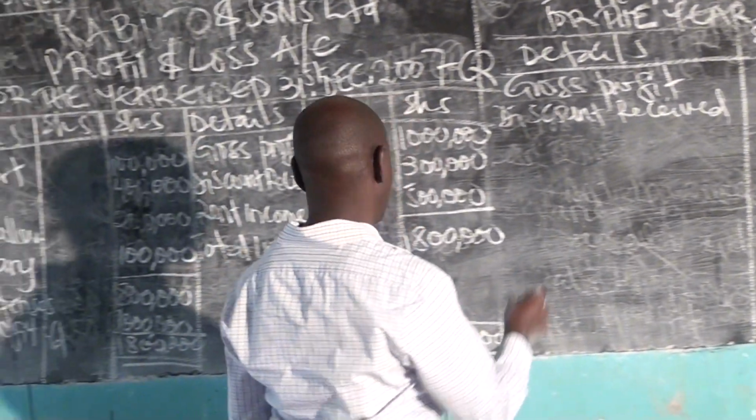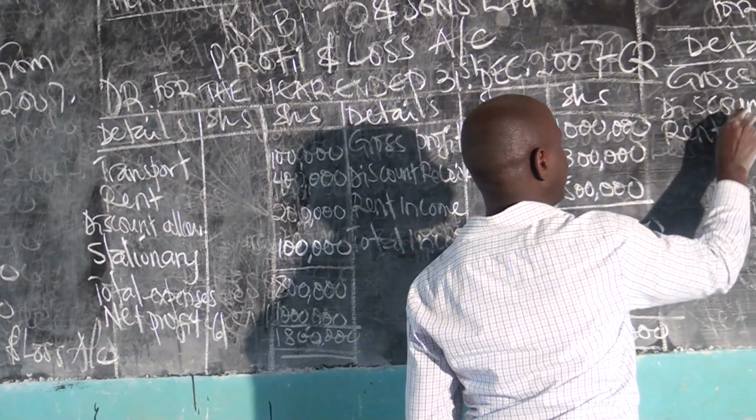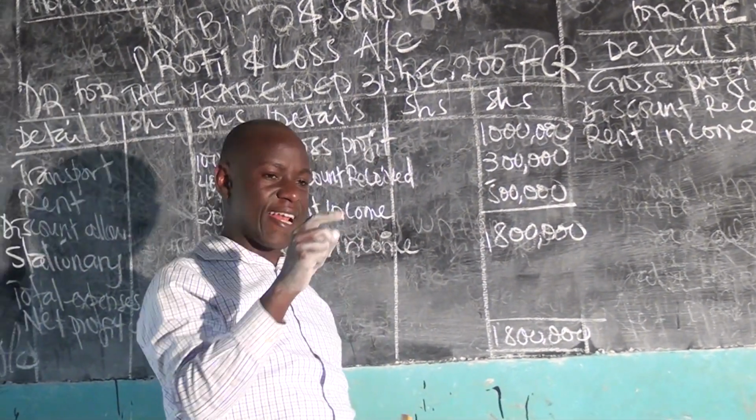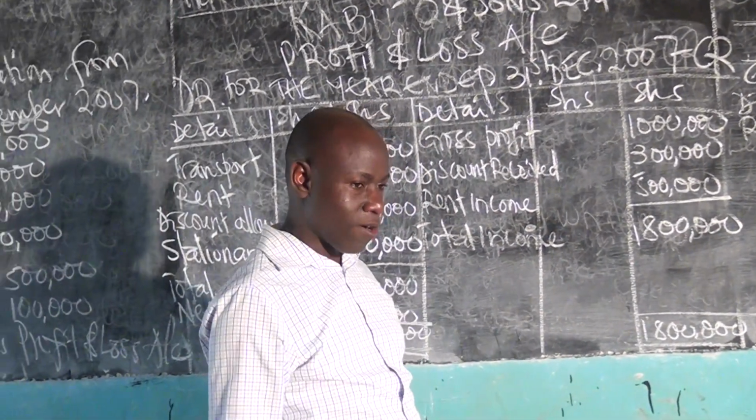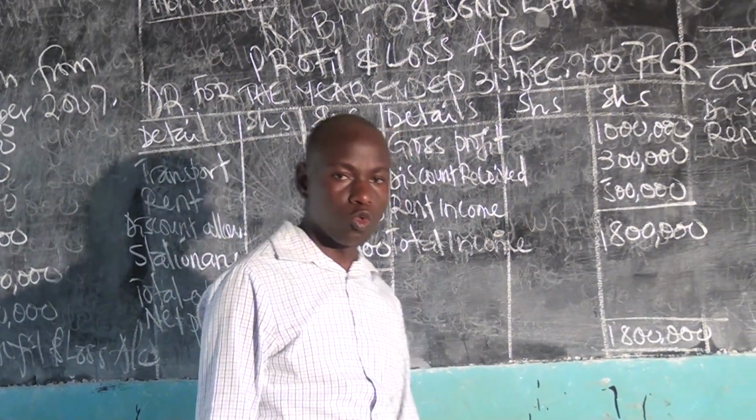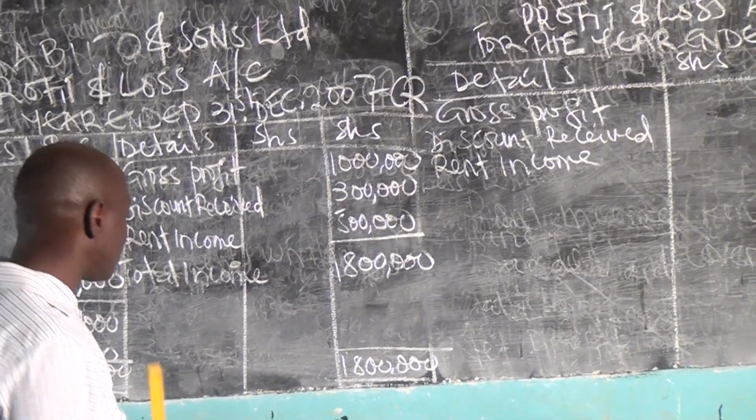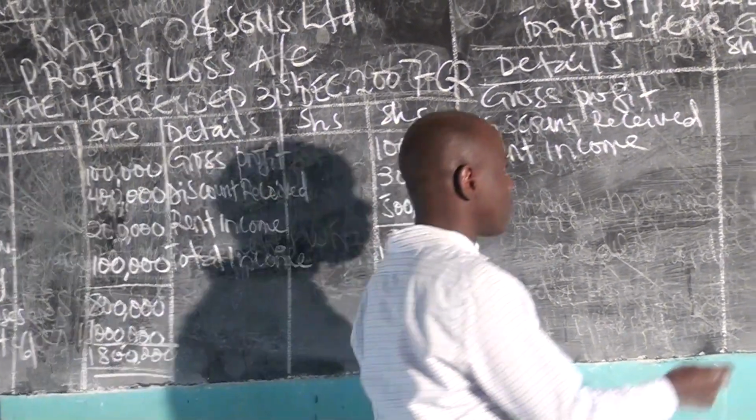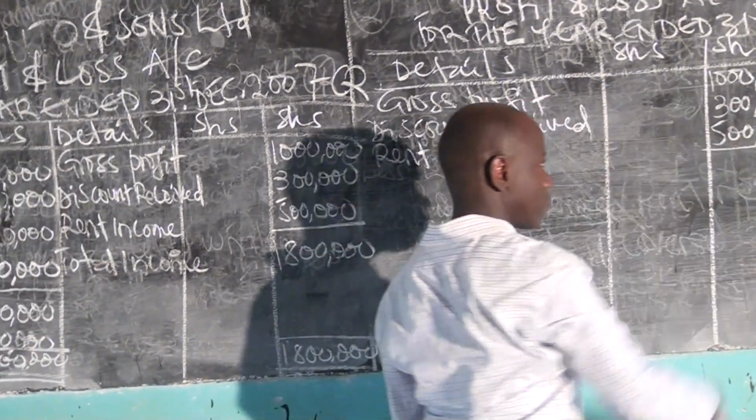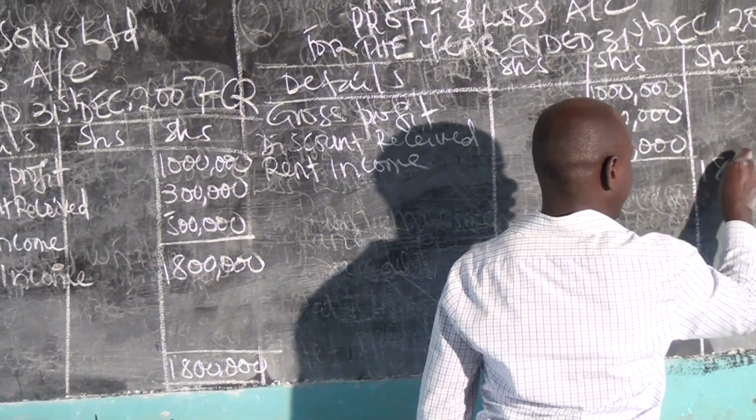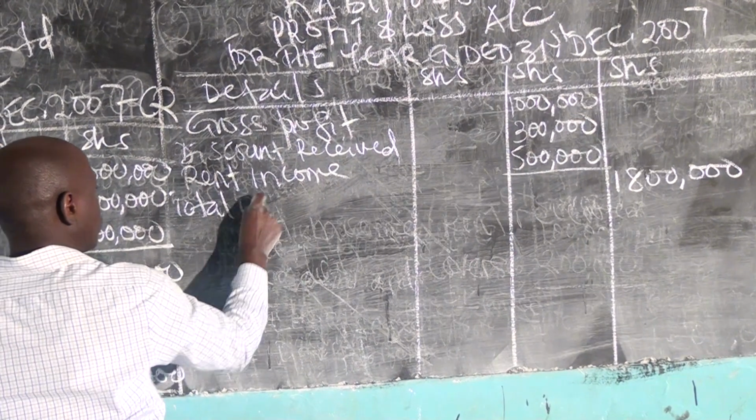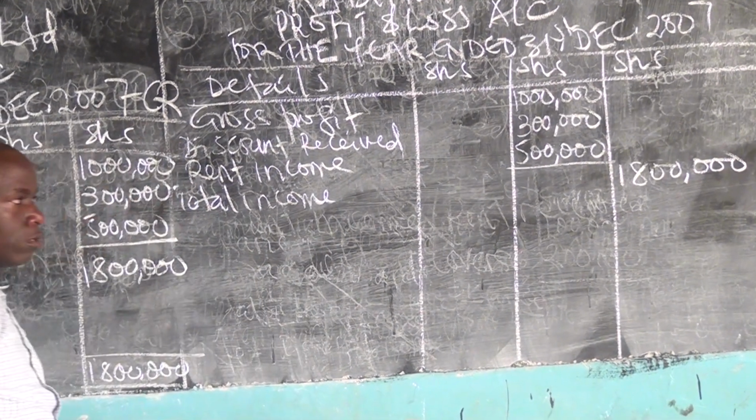Then we add rent income. I'm not talking about rent. If you just say rent, that is an expense. But the moment they add the smaller word income, or the smaller word received, it ceases to be an expense. It turns into a gain or an income to the business. Rent income 500,000. When you add, you get 1,800,000, and that's our total income.